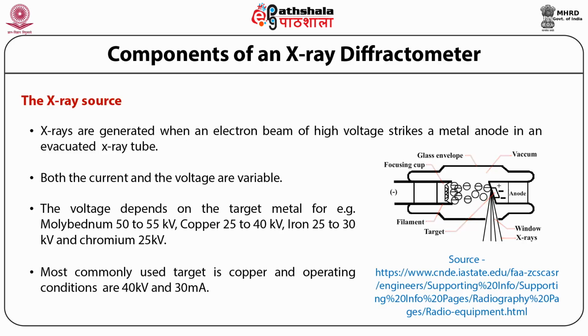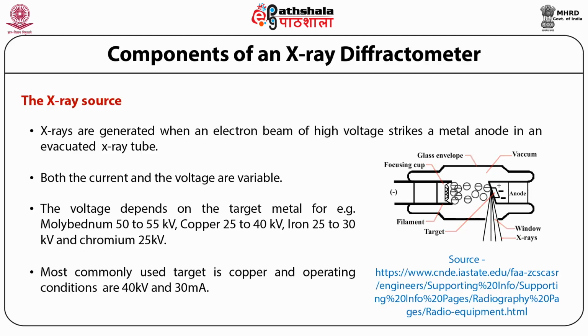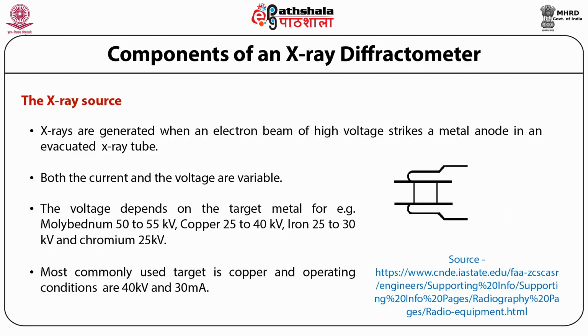When an incident X-ray with sufficient energy knocks out an electron from the K shell, the atom goes into an excited state and an electron from a higher energy level fills the hole in the K shell and the atom returns to the ground state emitting X-rays. In this case, the emitted radiation radiates in all directions and is called fluorescent radiation. It has exactly the same wavelength as the characteristic radiation.